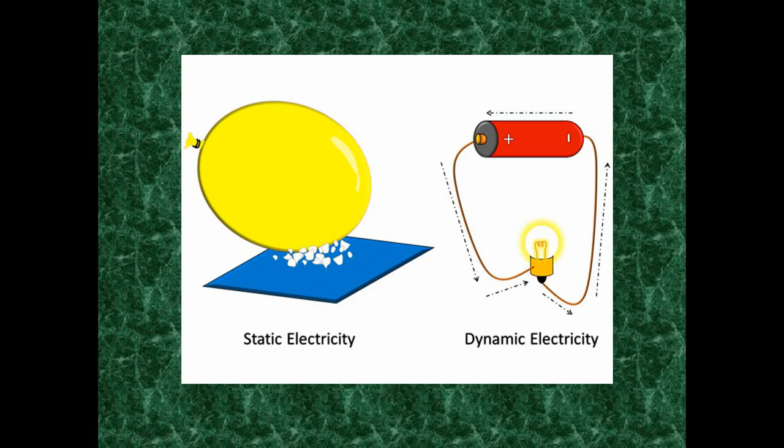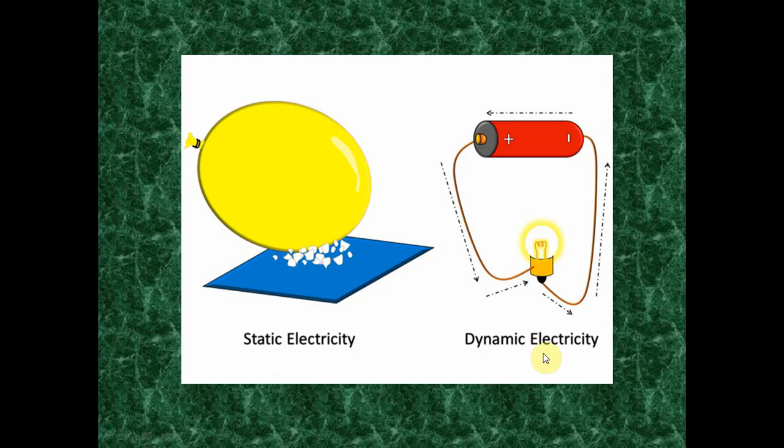So why? Because rubbing the wool and balloon together generated static electricity. And we said that in static electricity, the electric charges just stay on the object without any moving. So we can't use this type of electricity to make the devices work.